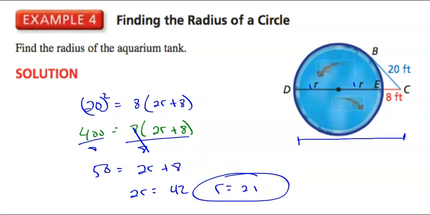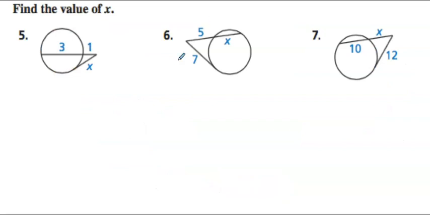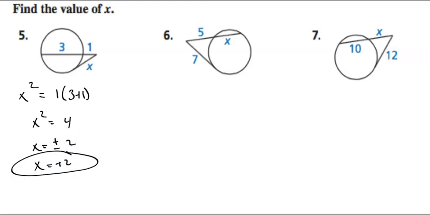All right, and here's another example in the book, and then here's a couple practice problems for you guys in the book, the monitoring progress. Let's just run through these real quick. So we have the outside tangent, x squared is equal to 1 times 3 plus 1, right? So just adding the segments. So x squared is equal to 4, x is equal to plus or minus 2, but we're only going to take the positive 2 there.